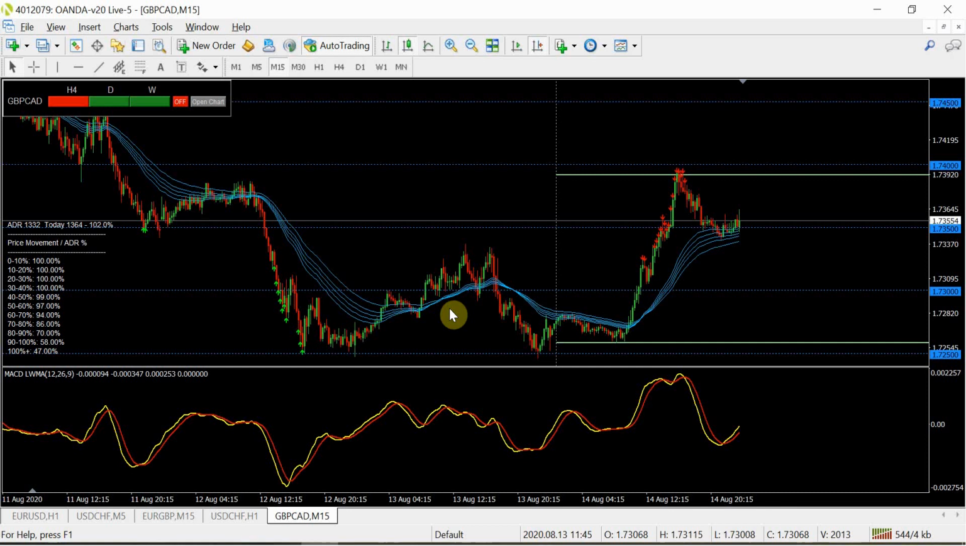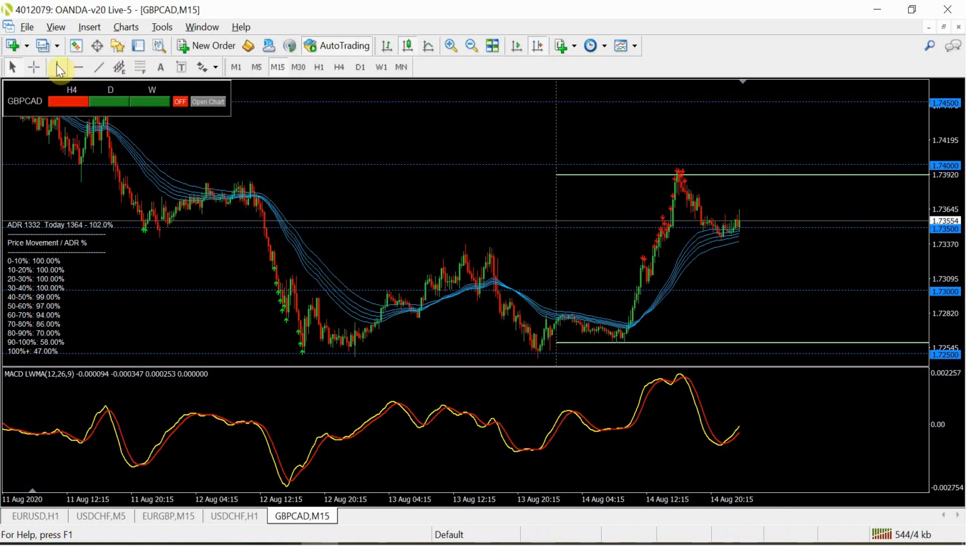The next thing, as I mentioned, is where the ADR is in relation to the round number level. What we're looking for is the round number level to be as close to today's ADR as possible, because that gives us the strongest probability of not only a reversal, but a strong reversal as well.